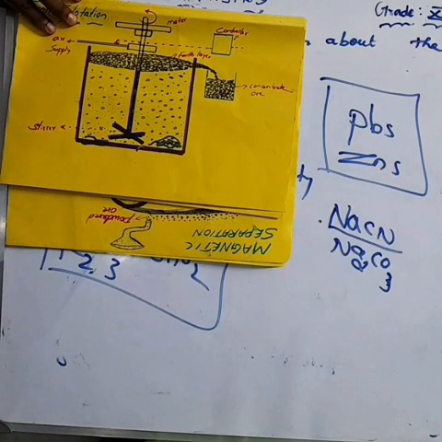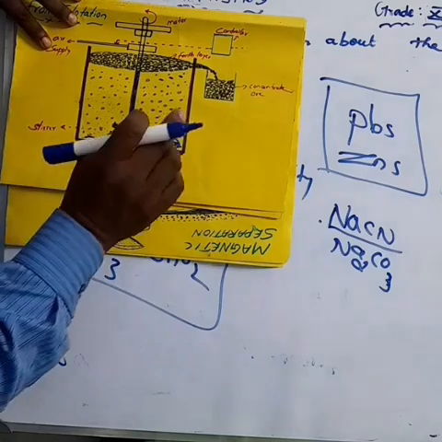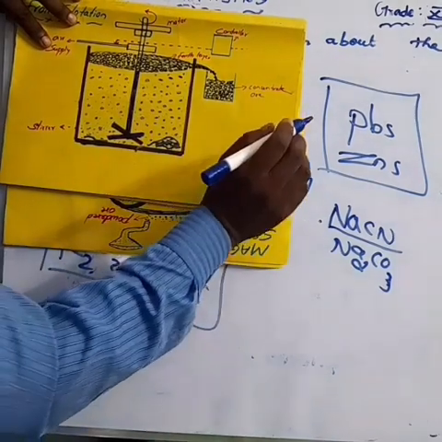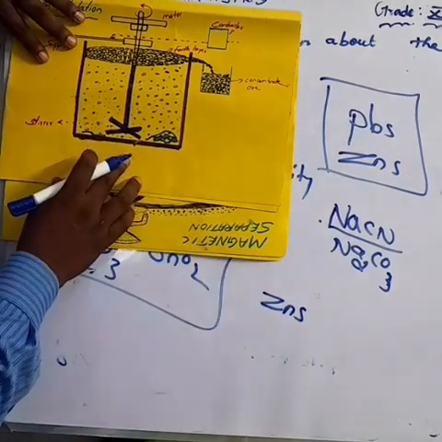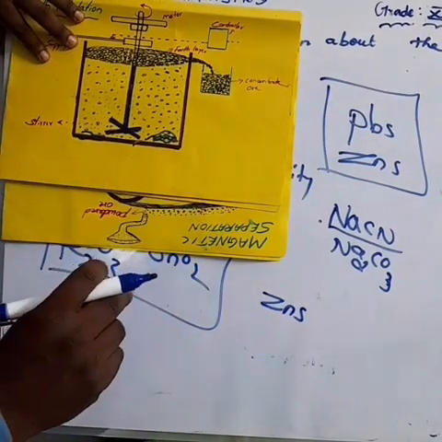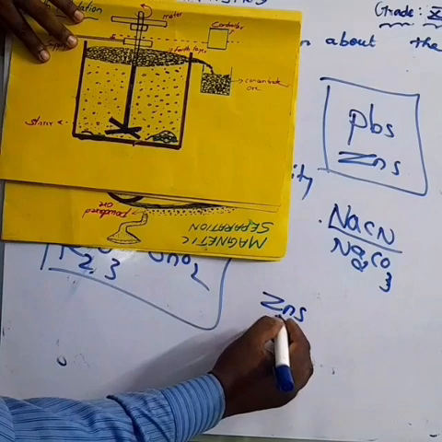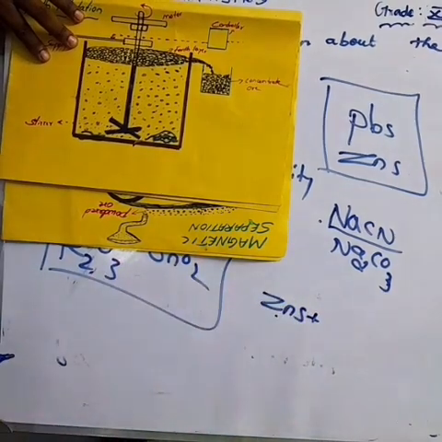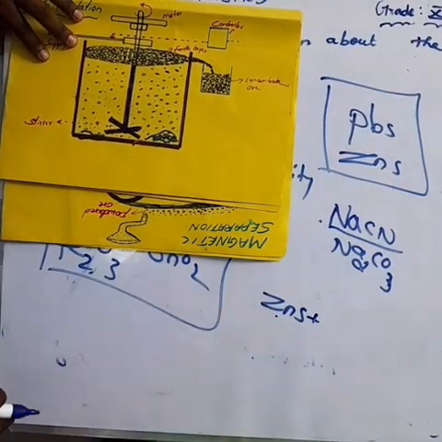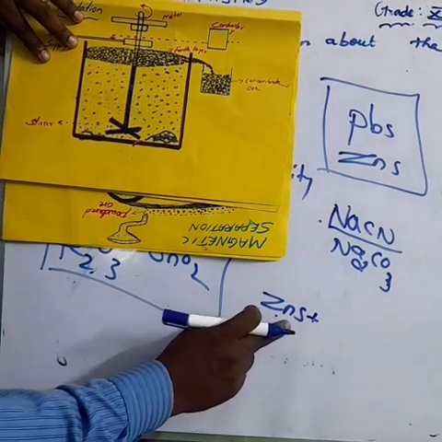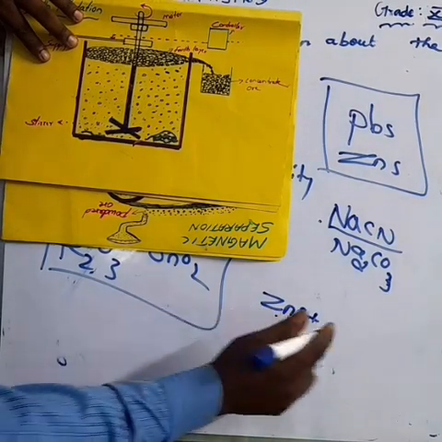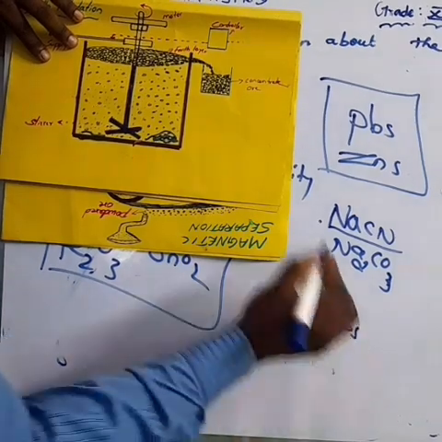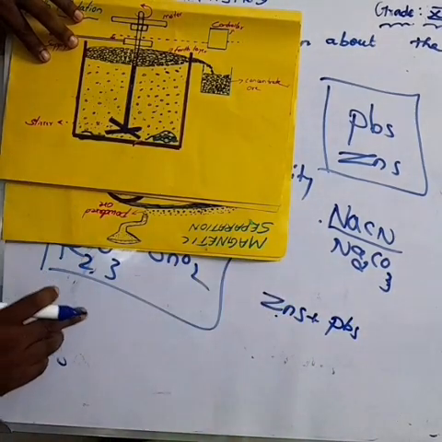For example, when an impurity such as zinc sulfide is present in galena, what is the formula for zinc sulfide? ZnS, zinc blende. Don't forget that. ZnS, zinc blende, present in galena. What is the formula for galena? PbS, galena. Lead sulfide, PbS.